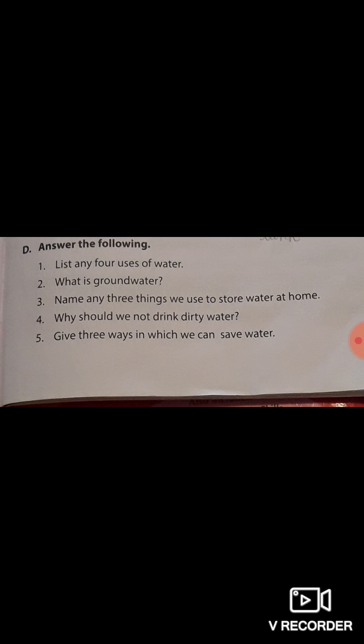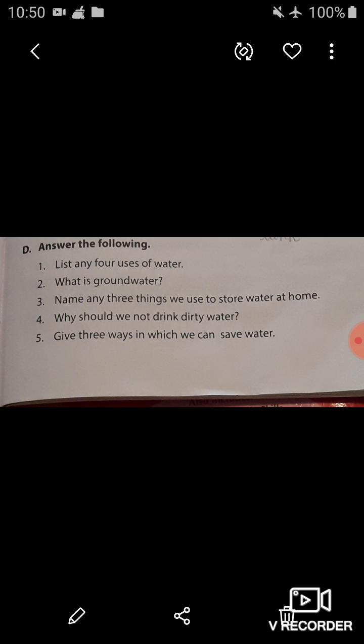So these were the answers of the questions given here. I think you understood this question answer. You have to write this in your CW and fair copy with the help of the PDF that is given in your WhatsApp group.